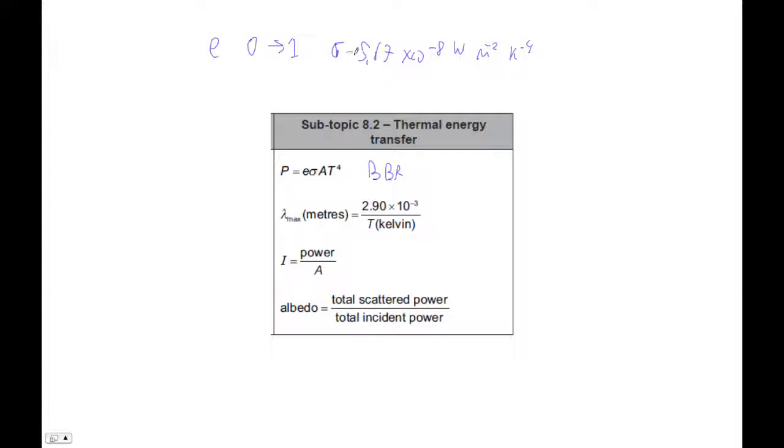Okay, and the concept here is that any object that is not at absolute zero is going to be radiating energy. These are photons of energy. The emissivity is just some random number. If they don't give you one, just use 1. This is our constant. This is the area of the object.